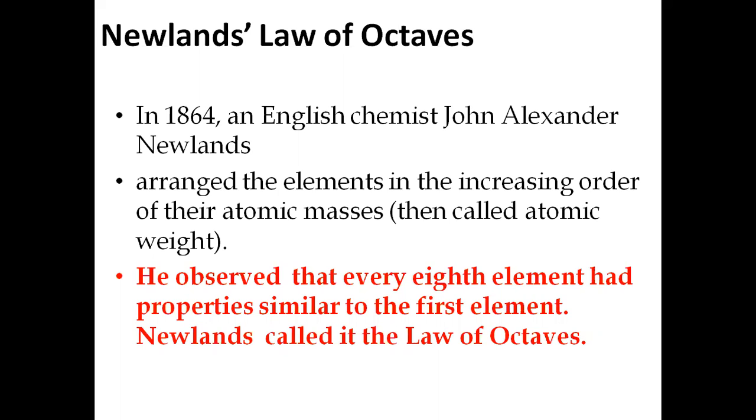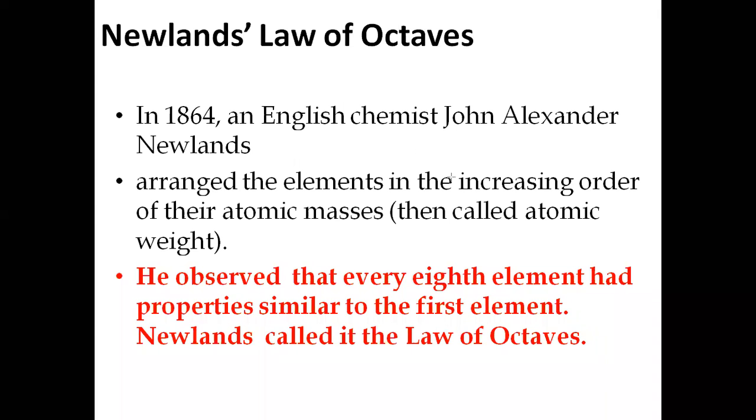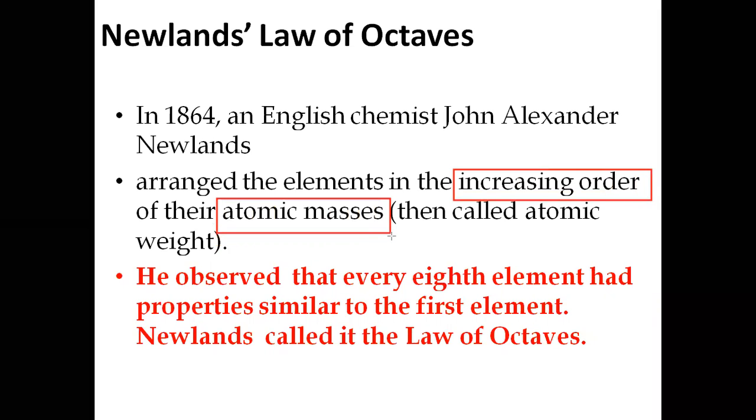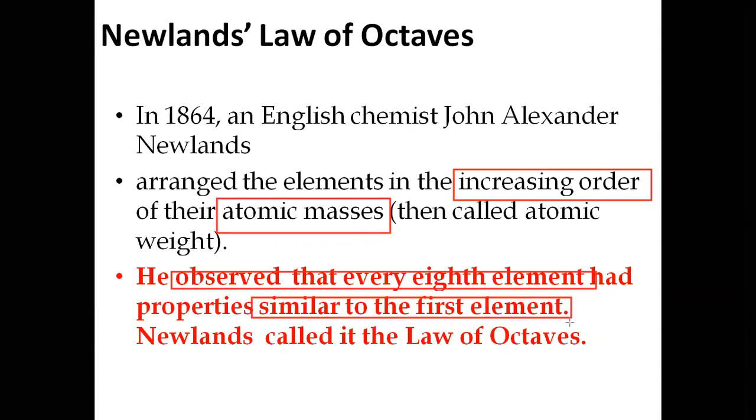As we had seen in our previous topics, Dobereiner also arranged the elements in increasing order of atomic masses. In a similar way, Newlands also used this criterion, that is, increasing order of atomic masses. But he observed that every 8th element had a property similar to that of the first element. Please try to understand: the property of the first element shows similarity with that of the 8th element.